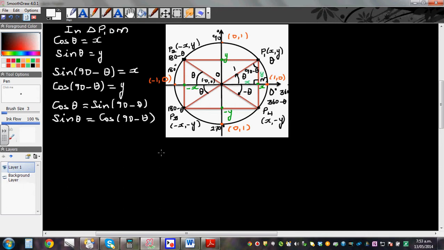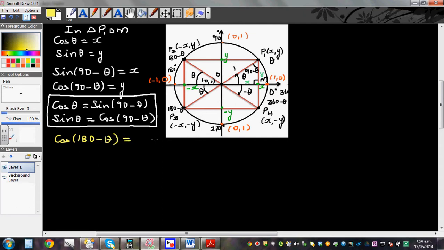What can we prove next? This is an important result, as sine and cos are complementary of each other, or cos is the complementary of sine. This is what we have proved. When we say cos theta is x, in other words, when the angle has moved theta degrees, the x coordinate is x, and the y coordinate is y. So using the same logic, can we say, what is cos 180 minus theta?